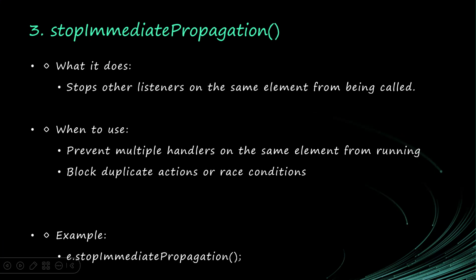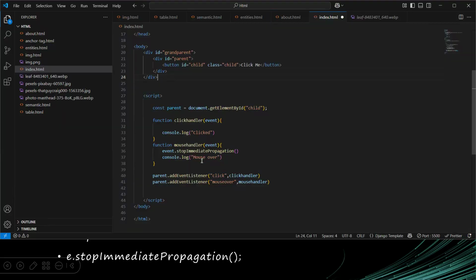I hope I get everything correctly. Stop immediate propagation. It prevents multiple handlers on the same element from running, and it will block duplicate actions. But I don't know what is wrong with my code. Stop immediate... No, that's correct.